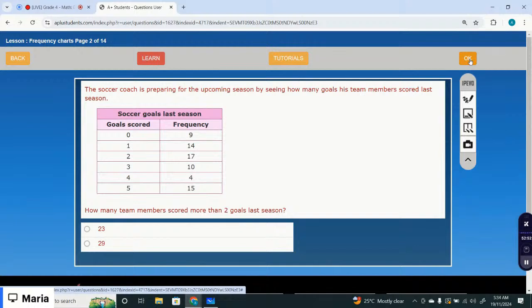More than two goals, right? So, more than two goals are three, four, and five. You need to count the frequency values in front of three, four, and five. So, which is the correct option? Sorry, not two, three, four. That is three, four, and five.